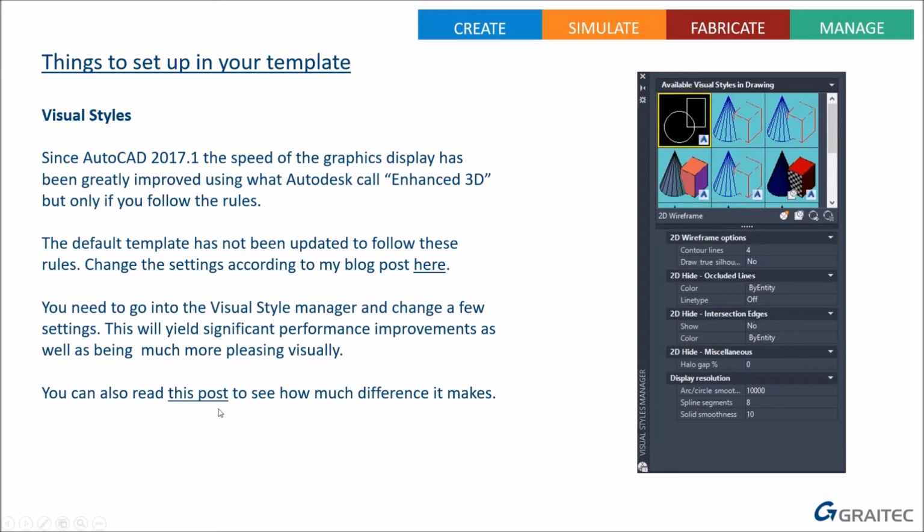This second post here, I did some tests on several of the largest models I had available, and it made a big difference on those, from having virtually nothing visible when you're rotating to having 95% of it visible when you're rotating at full speed. So it's a big difference, very important. Make sure your template follows the rules for Enhanced 3D.